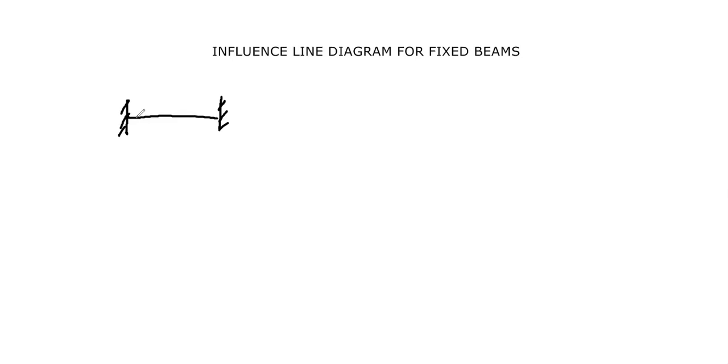Here we are going to discuss the influence line diagram for the reaction at support A and the moment at support A. These two things we are going to discuss in this session. This is support A and this is support B. This beam is of span L meters. For this we are going to find the influence line diagram.